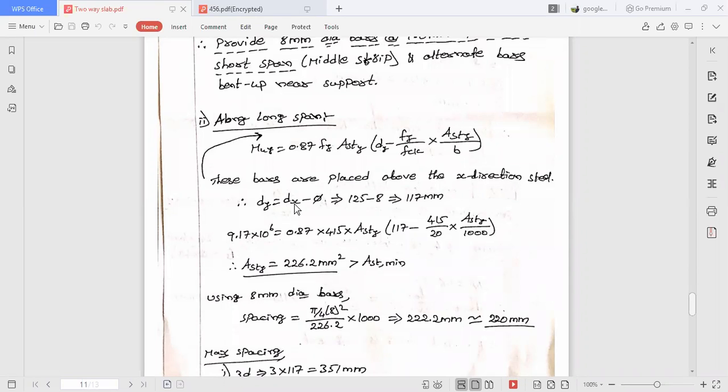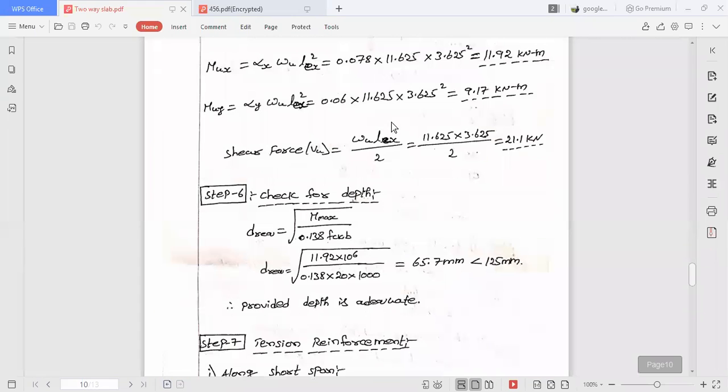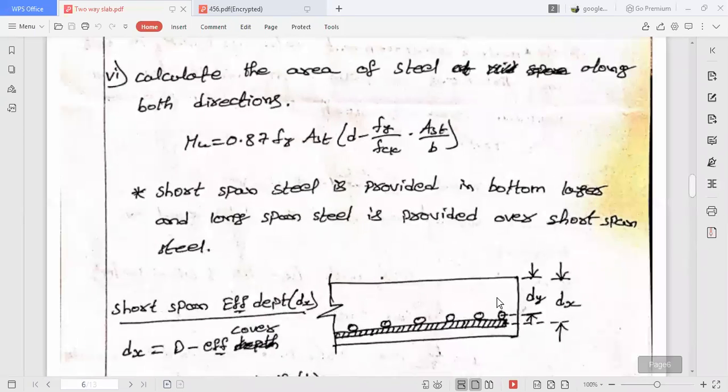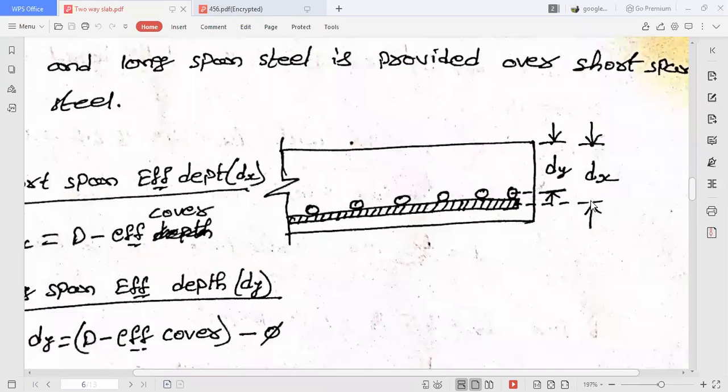dy will be different. dy will be dx minus diameter. This I have already shown. How to find dy? dx minus half of the x diameter, half of the y diameter.